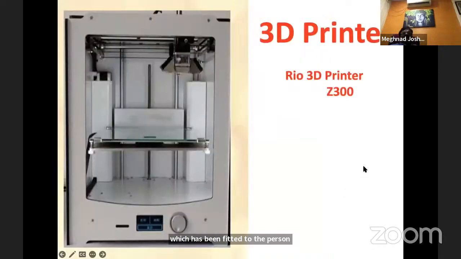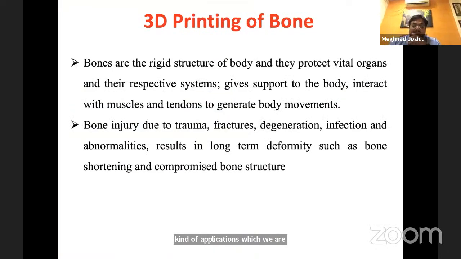So in my lab, we also have a 3D printer which has been developed in-house, and we have modified this 3D printer into a bioprinter, which we use for cartilage printing, bone printing, and skin printing. There are so many different kinds of applications which are coming in the future. Today I'm going to discuss a little bit about the 3D printing of bone, and I'll show you a little data.